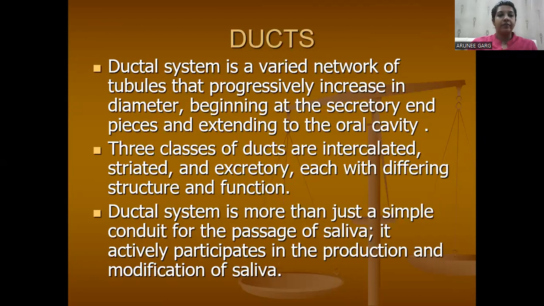Coming to the ducts, the ductal system is a varied network of tubules that progressively increase in diameter, beginning at the secretory end piece and extending to the oral cavity. Three classes of ducts are intercalated ducts, striated ducts, and excretory ducts, each with differing structure and function. The ductal system is more than just a simple conduit for the passage of saliva. It actively participates in the production and in the modification of the composition of the saliva.